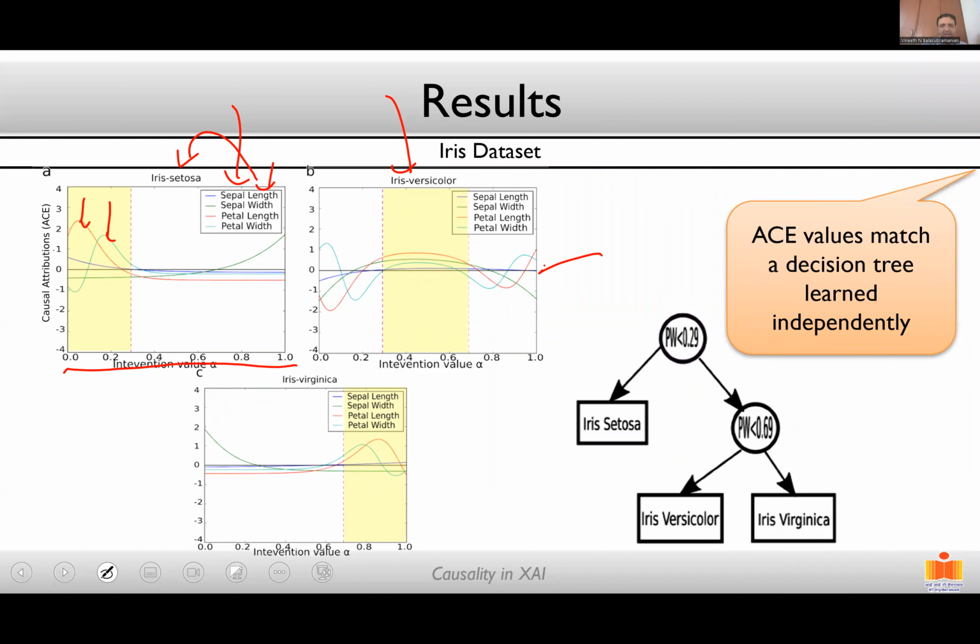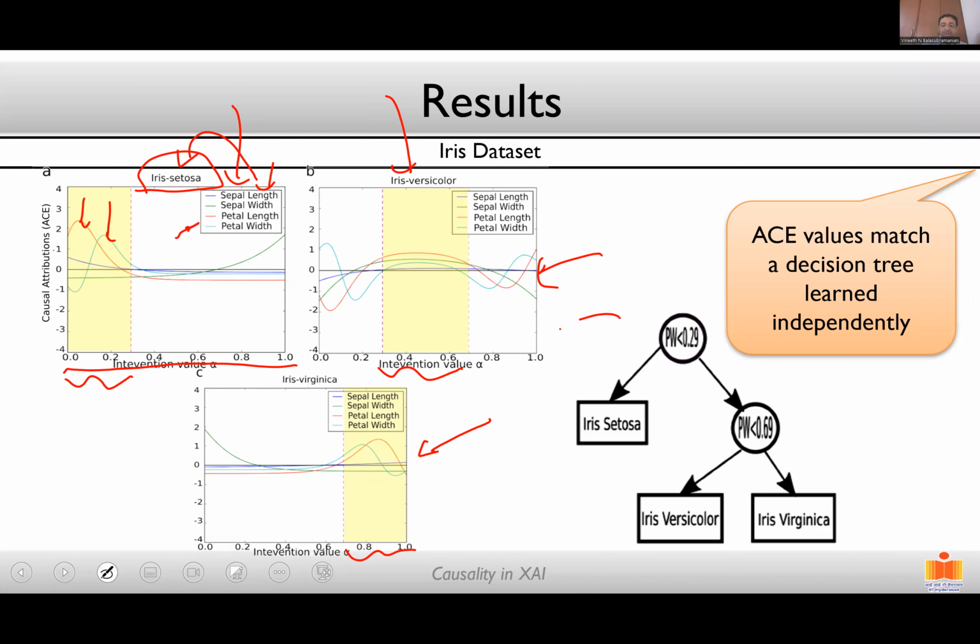Now we do this for different classes. And what is interesting, if you observe carefully here, if you just look at the yellow regions in the 3 cases, it shows that for the iris setosa class, you notice that the petal width and petal length have a high value for initial interventions, a high causal effect for interventions in a middle range for Iris versicolor, and a high causal effect for Iris virginica in the higher range.